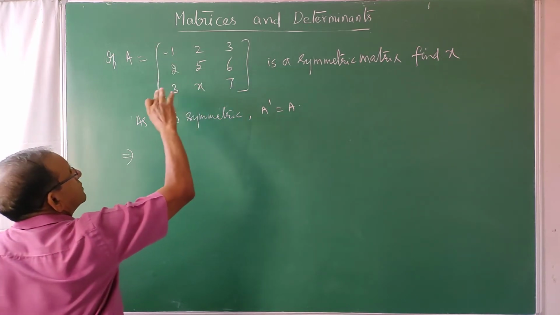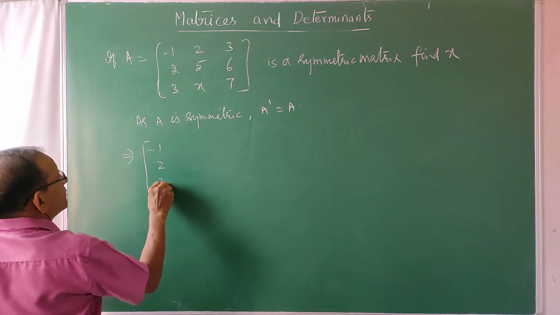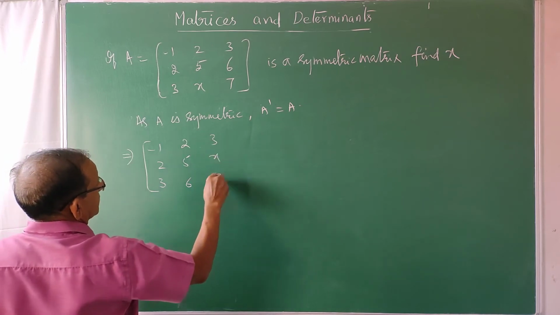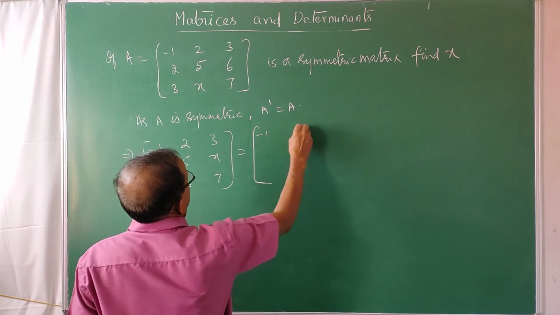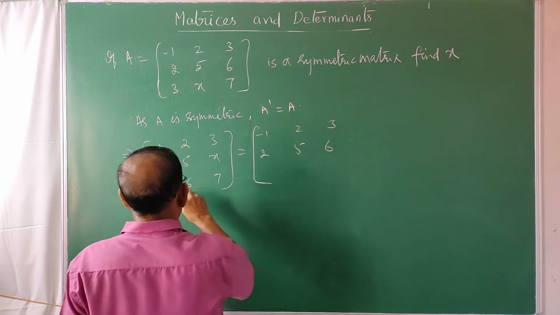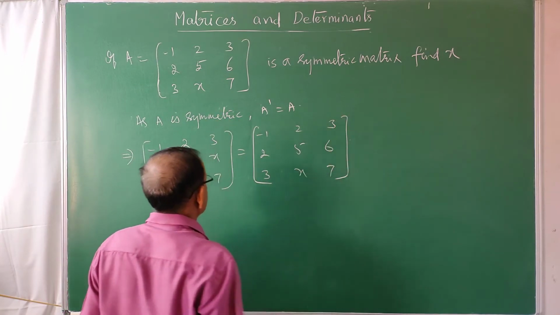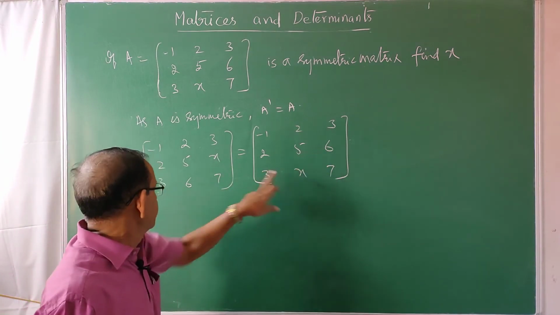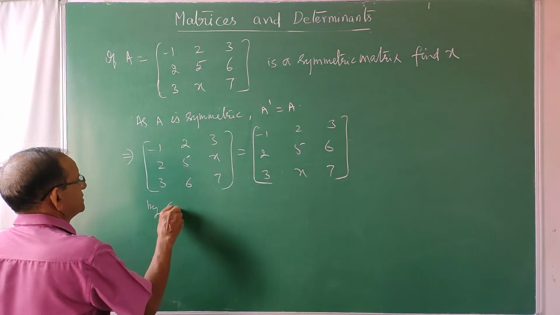Change the first row, second row, third row as first column, second column, third column. Minus 1, 2, 3, 2, 5, 6, 3, x, 7. This is A transpose equal to A only. That is minus 1, 2, 3, 2, 5, 6 and 3, 6, 7. Sorry, 3, x, 7. So if you compare the unknown elements, x is equal to 6. If you compare this also, 6 is equal to x. So x is equal to 6 by comparing corresponding elements.